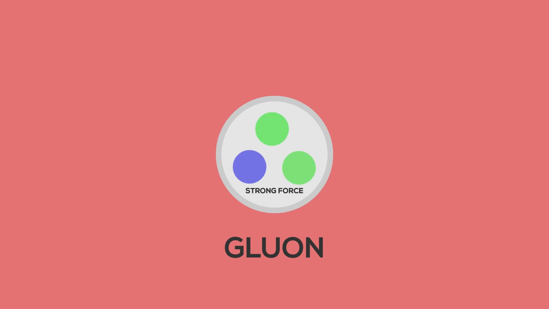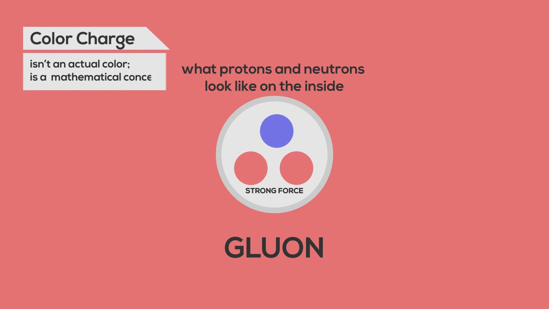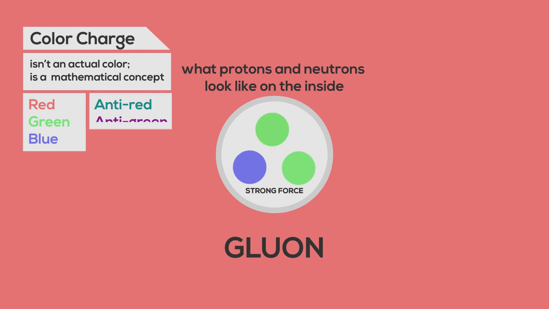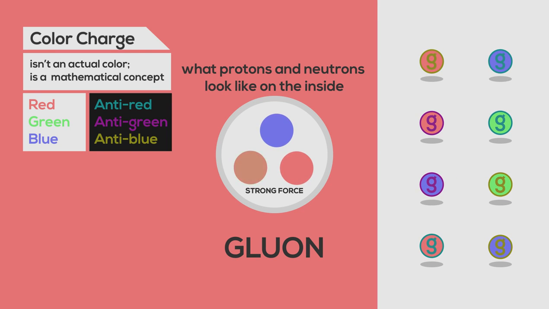Gluon is a mediator of strong force, keeping protons and neutrons together. Now, gluons possess a property called color charge. There are 3 types of color charge: red, green, and blue. Each charge has its antiparticle counterparts. Think of it as a mirror image. Through the combination of these colors, gluons have 8 total color charges.